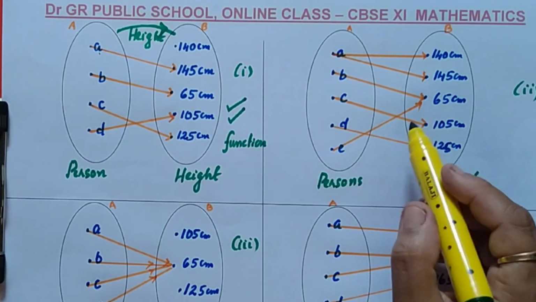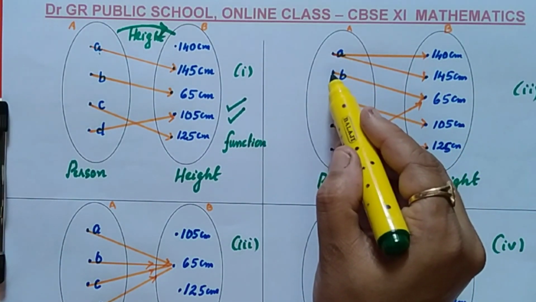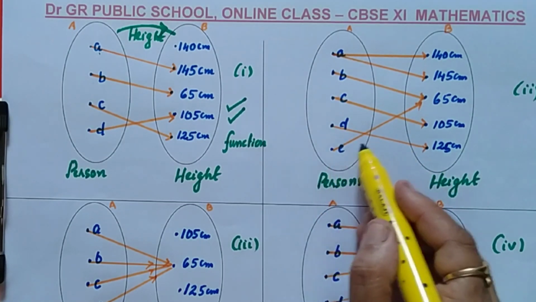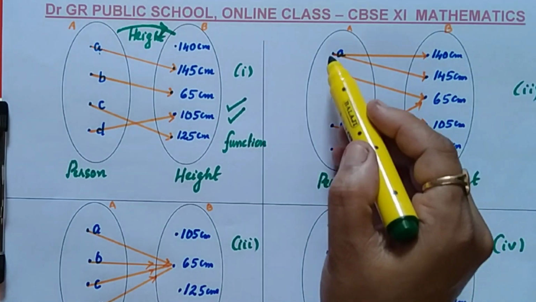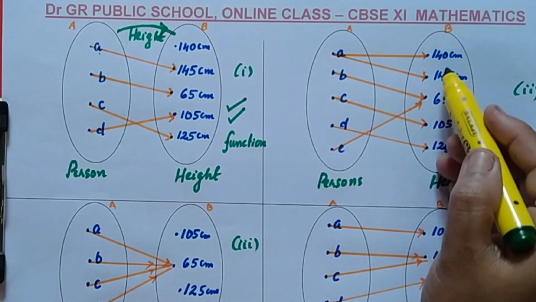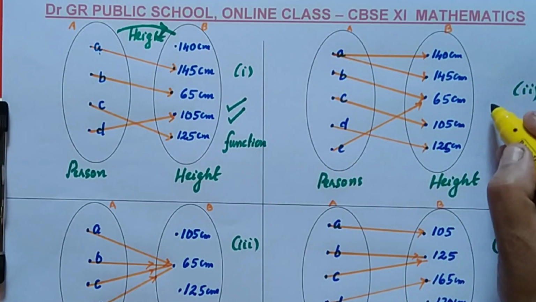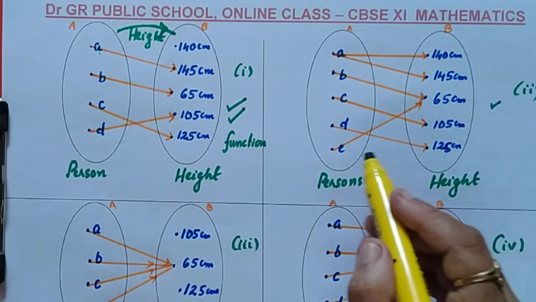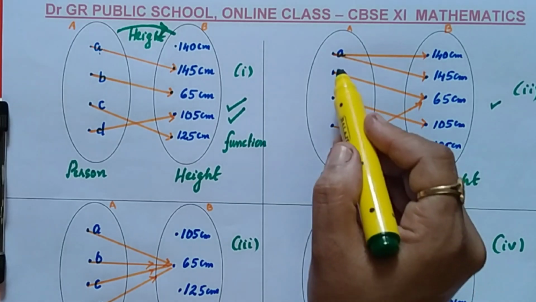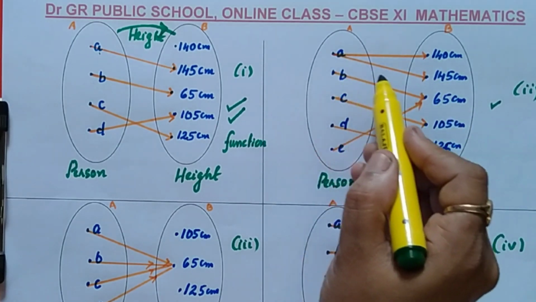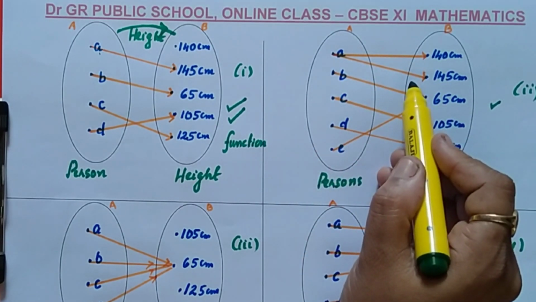Checking the conditions. The first condition is that every element in the set A has some connection with the elements in B. Yes, that is correct. Every element in the set A has a connection with some element in B. So the first condition is satisfied. But come to the second condition. The second condition states that the mapping or the connection of each element is unique.